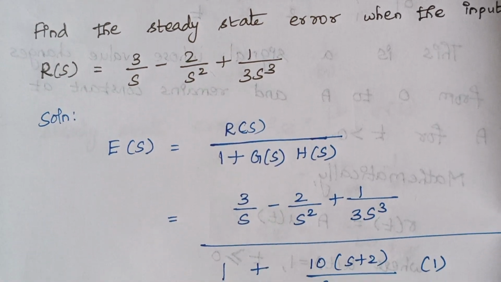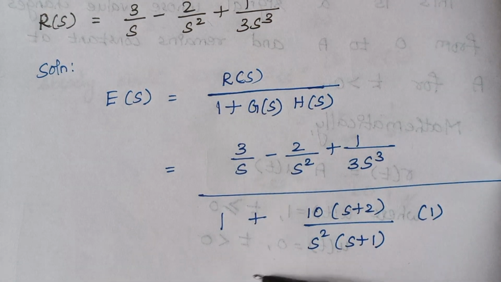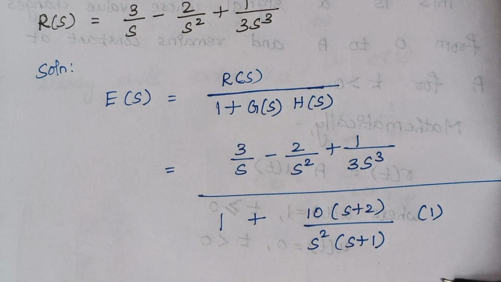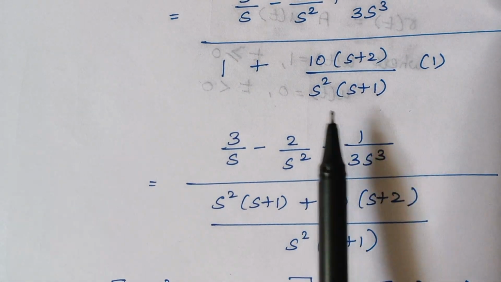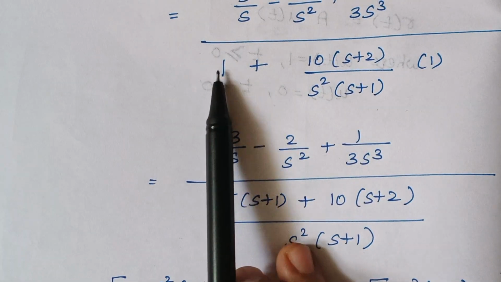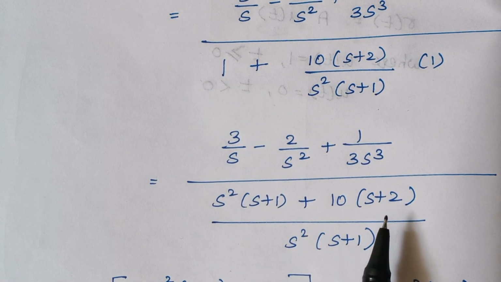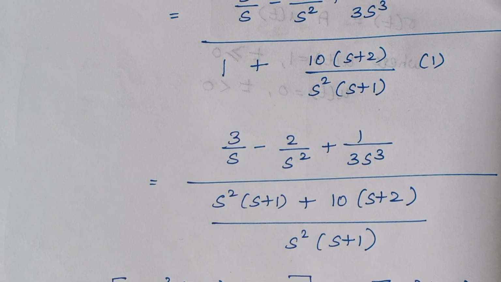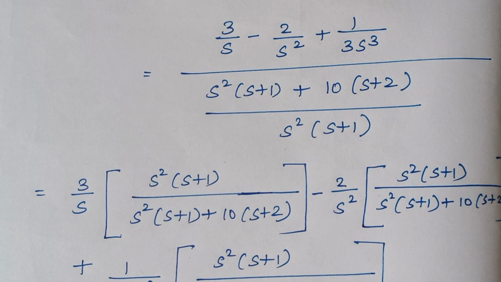When you substitute the values, we have an expression like this. This is our R of S expression, 1 plus this is our G of S expression, and this is our H of S. The next step is we are going to take LCM for the denominator part. Here, s square into s plus 1 gets multiplied with the 1, so we get s square into s plus 1 plus 10 into s plus 2, divided by s square into s plus 1. The next step is I am moving this denominator term to the numerator part.